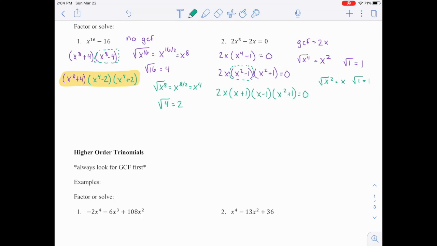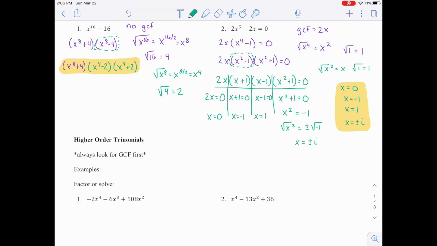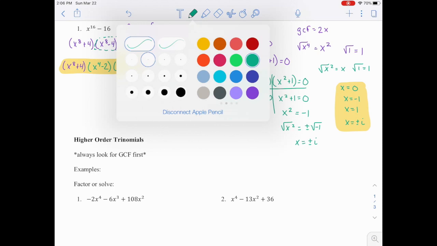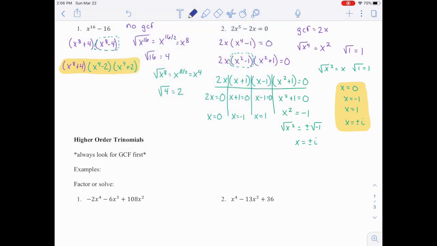All right, go ahead, solve this on your own. So when I set all of my factors equal to 0 and solved, I got what's in yellow over here: x equals 0, x equals negative 1, x equals 1, and x equals plus or minus i. Don't forget your plus or minus when you take the square root of both sides, and the square root of negative 1 is i. You guys should all be comfortable with the solving piece here. It's really the factoring we want you to focus on.